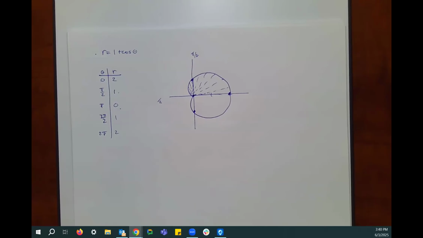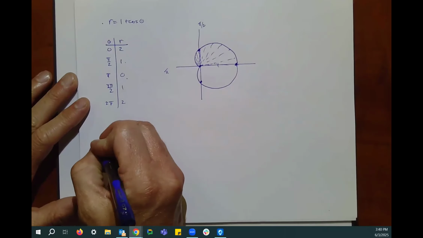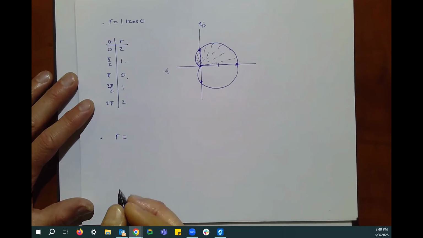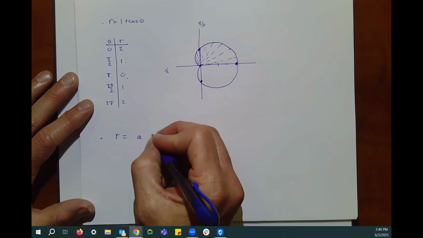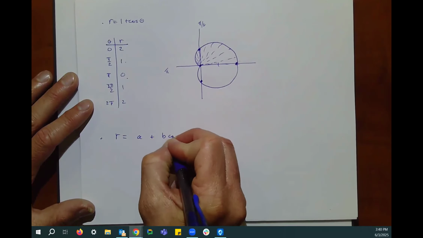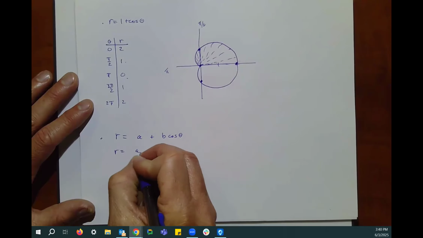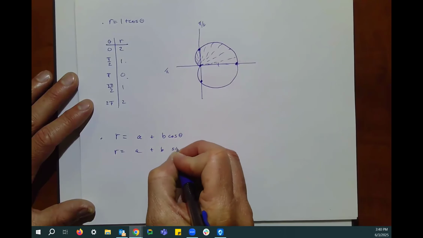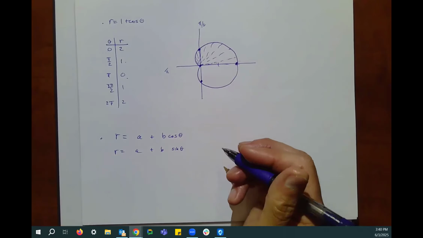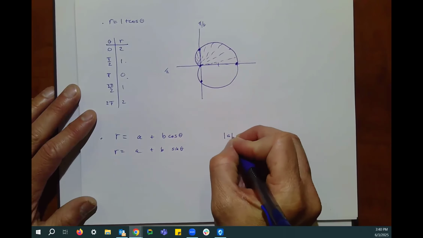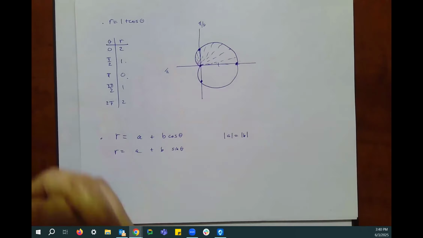This type of graph is specifically what your textbook calls a cardioid, where the thing you're adding and the coefficient of your trigonometric function, cosine or sine, have the same absolute value. So more generally, if you graph r equal to A plus B cosine theta, or r equal to A plus B sine theta, and the absolute value of A is equal to the absolute value of B, then you get this sort of shape.